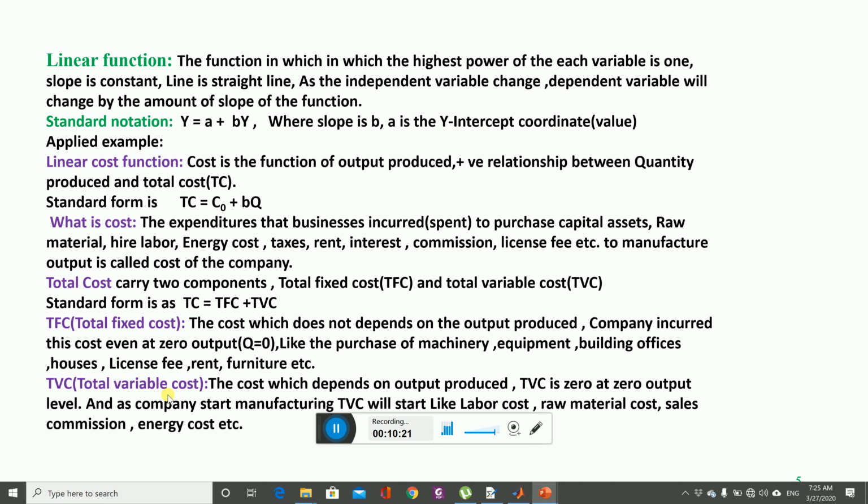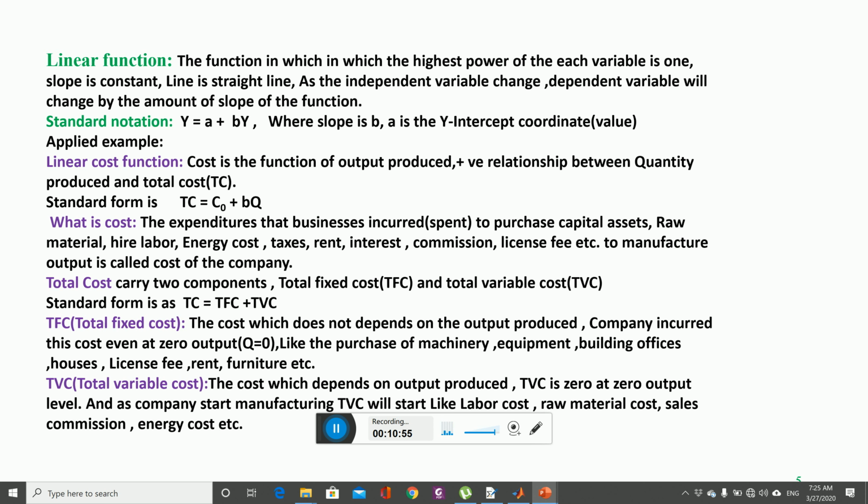Now we are switching toward the total variable cost. The total variable cost directly depends on the output produced. Total variable cost is zero at zero output level, and as the company starts manufacturing, this total variable cost will also start, and total variable cost carries components like labor cost, raw material cost, sales commission that we pay, energy cost. These are all total variable cost.